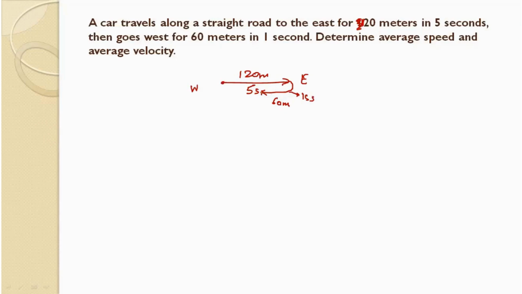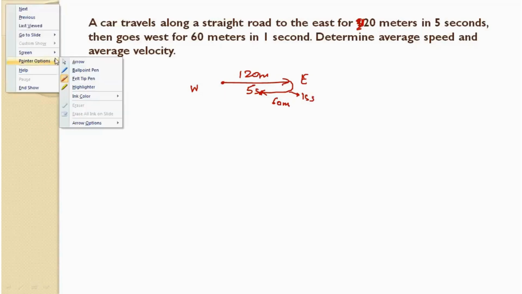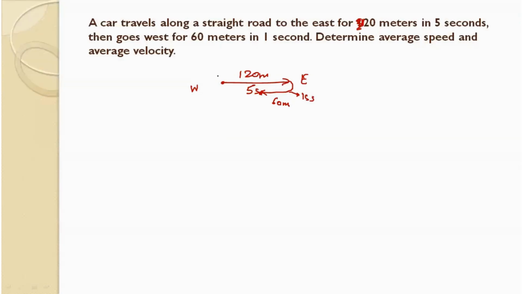So this is the initial point and this is the final point. Let me represent it with different colors. So this is your initial point and this is your final point. They are asking about the average speed and the average velocity. So let's first find out what distance he traveled. The distance he traveled is 120 meters plus 60 meters, so it would be 180 meters.